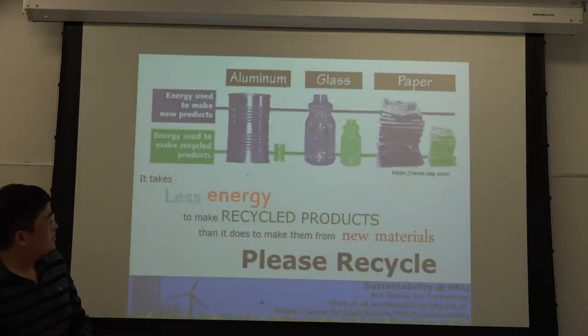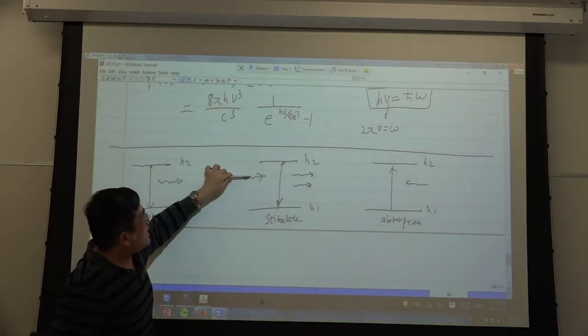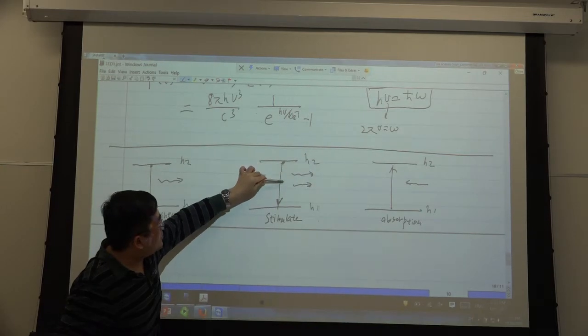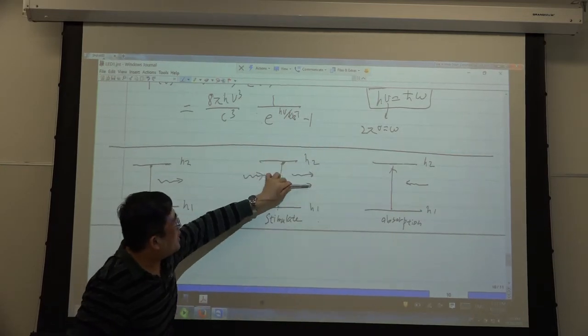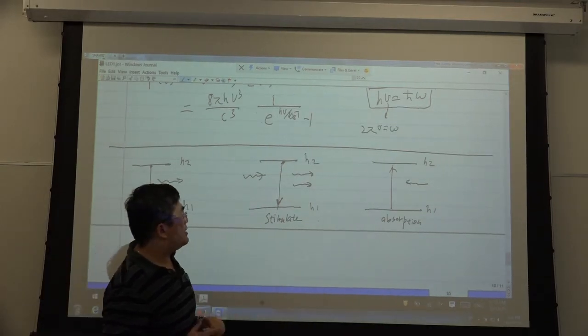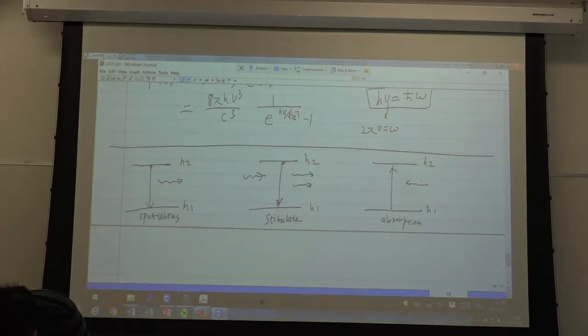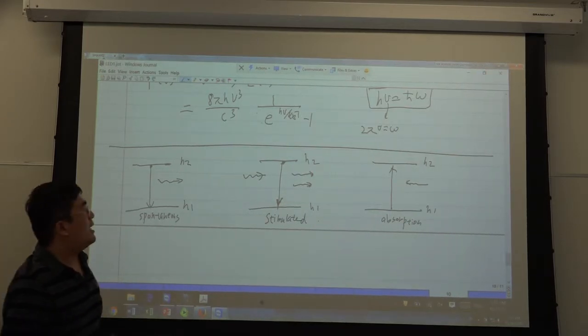In stimulated emission, there is an incoming photon that interacts with an electron, and then there are 2 photons. They have coherence, they have incoherence. This is stimulation. Stimulated emission is for the laser. And then there is absorption.